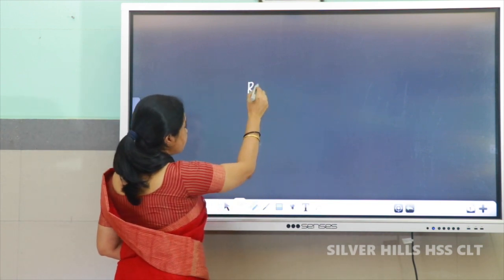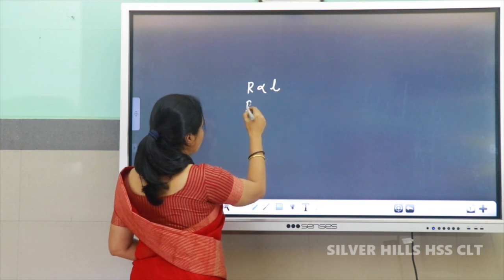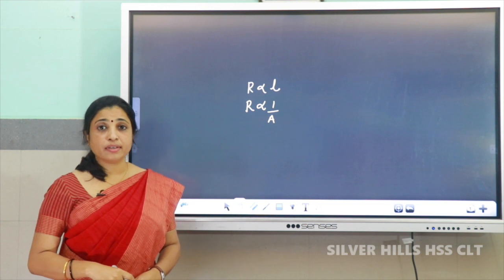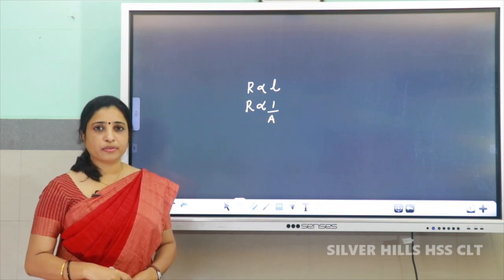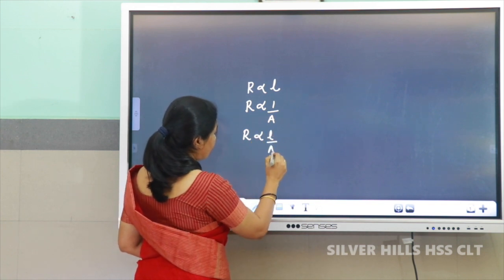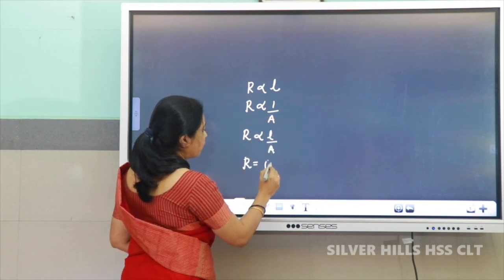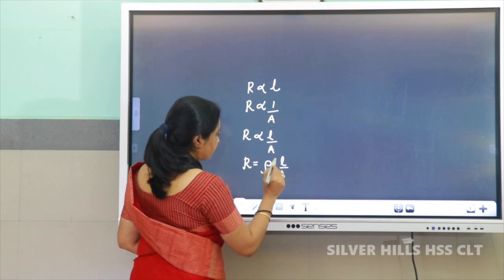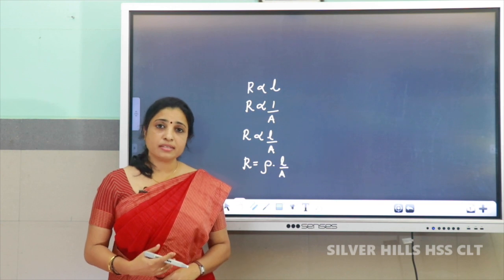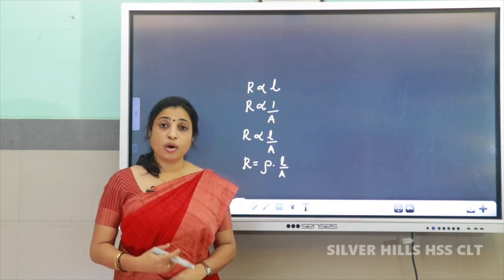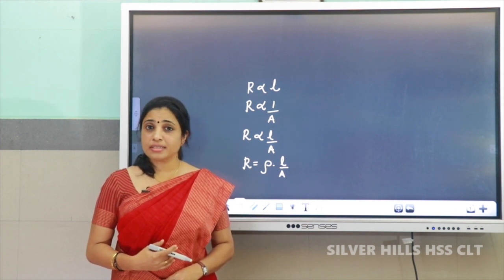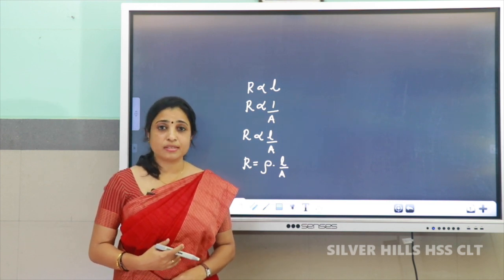That is, R is proportional to L and R is proportional to 1 by A, where L is the length of the conductor and A is area of cross section. So you can write it as R is proportional to L by A, or R is equal to rho into L by A, where rho is the constant of proportionality called the resistivity of the material of the conductor or specific resistance. Today we are going to learn about resistivity or specific resistance of a conductor.